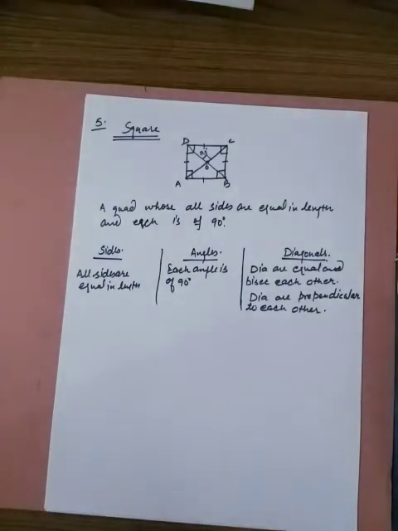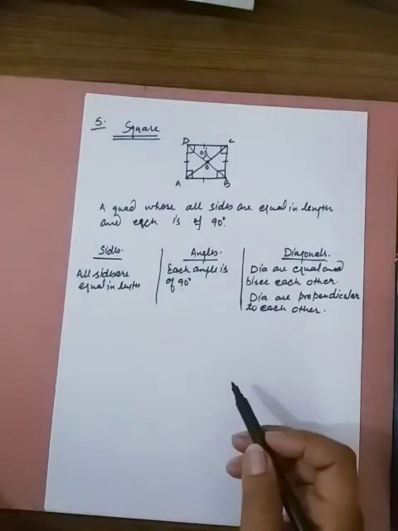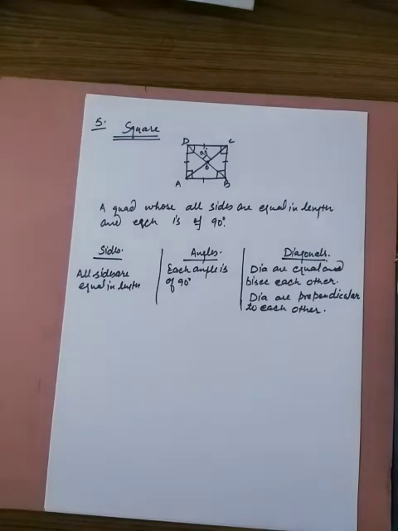Square is also called a regular quadrilateral. A regular quadrilateral is that quadrilateral whose all angles are equal in measure and all sides are equal in length.